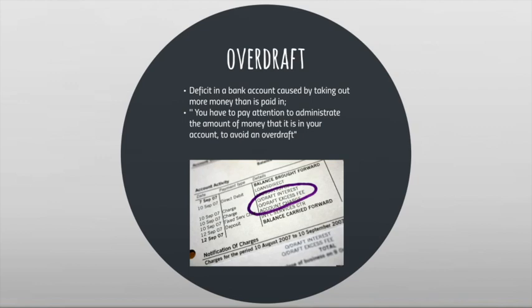The next word is overdraft. An overdraft is a deficit in a bank account caused by taking out more money than is paid in. An example is, you have to pay attention to administrate the amount of money that is in your account to avoid an overdraft. An overdraft could also happen when people take more money from the bank than they paid in.